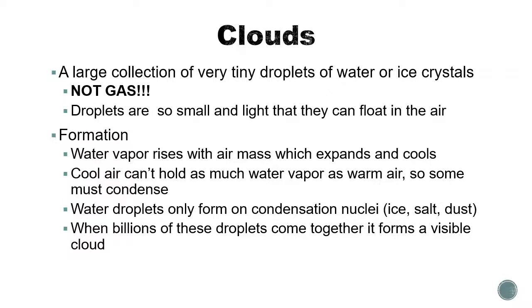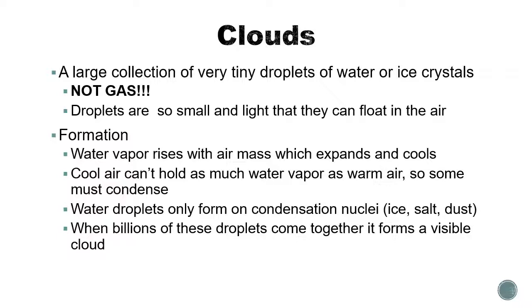All about our clouds. A cloud is a large collection of very tiny droplets of water or ice crystals. They are not a gas. The droplets are so small and light that they can float in the air. How they are formed: water vapor rises with air mass, which expands and cools. Our cool air can't hold as much water vapor as warm air, so some must condense. In other words, it must turn into either a liquid or a solid.